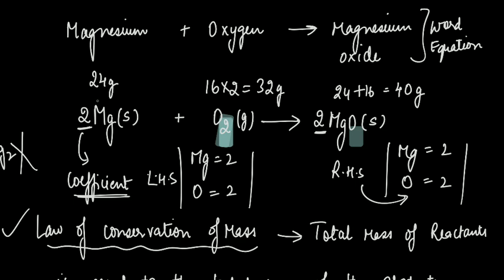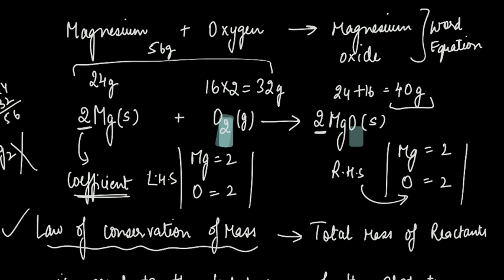This I have kept without balancing. So if we sum it up, 24 plus 32 is 56. The left hand side over here is 56 and the right hand side is 40 grams. So it's not matching at all. The mass is not the same. So it's not following the law of conservation of mass without balancing it.